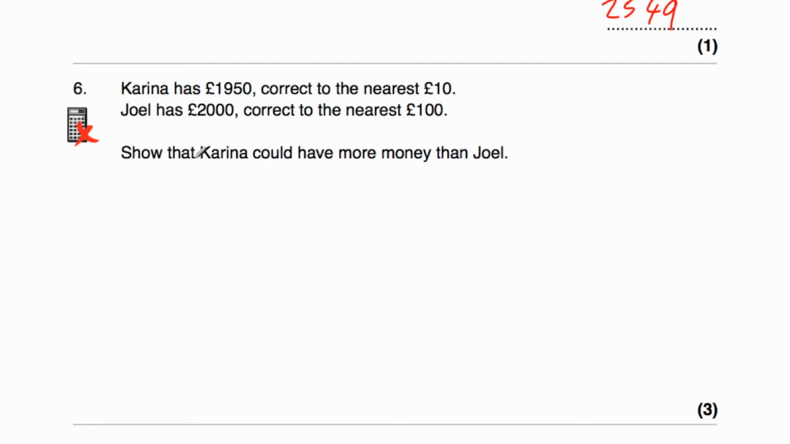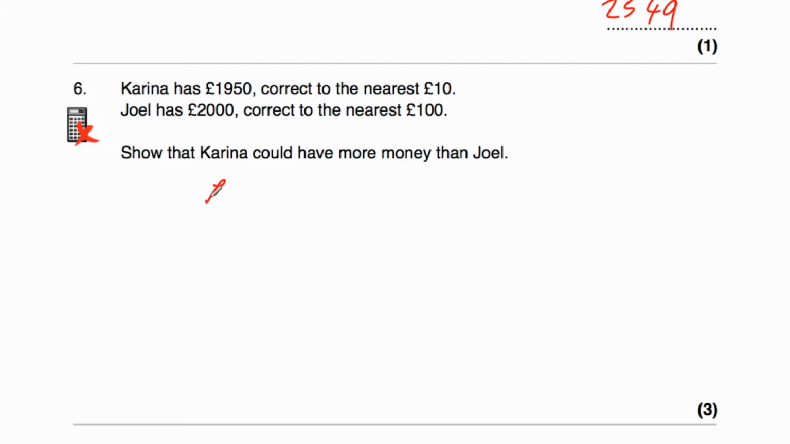And we're told to show that Karina could have more money than Joel. So she's got £1,950 once it's been rounded to the nearest 10. So we want to show that she could have more money than him. So let's find the greatest possible amount of money that Karina could have. We're considering amounts that would round to give us £1,950 to the nearest £10.